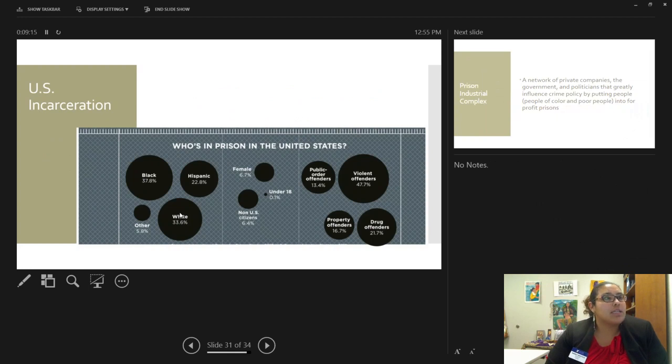Okay, U.S. incarceration. So who's in prison? Again, we got race, but we got female, we got age, we have non-U.S. citizens, so people that are undocumented, and this of course is outdated given our current situation. I think this is from 2010, and that's 10 years ago. And given the detention centers that we have now, I'm assuming that it's probably doubled. And then we have violent offenders, public order, property, and drug offenders.